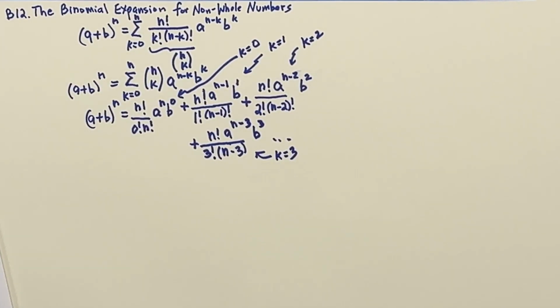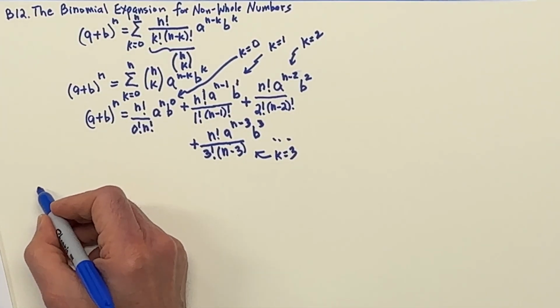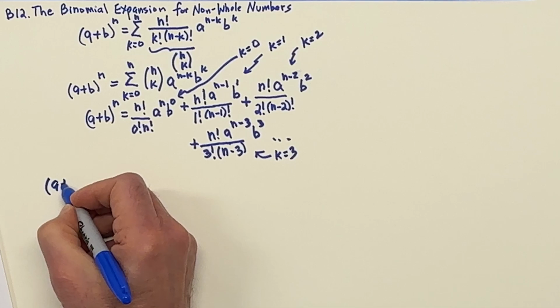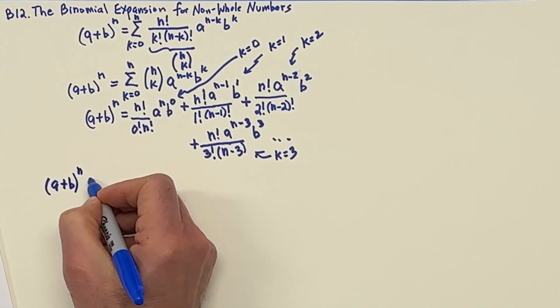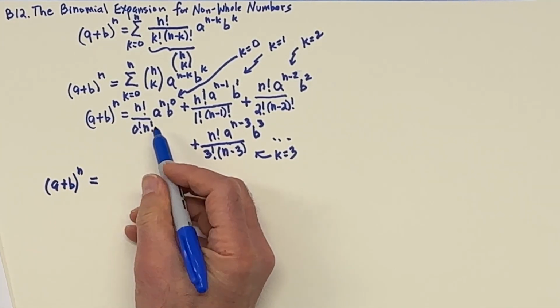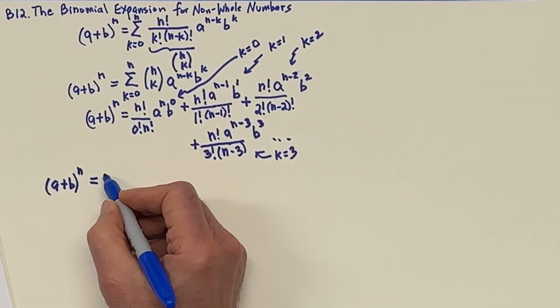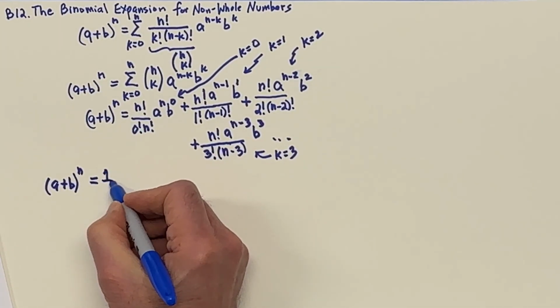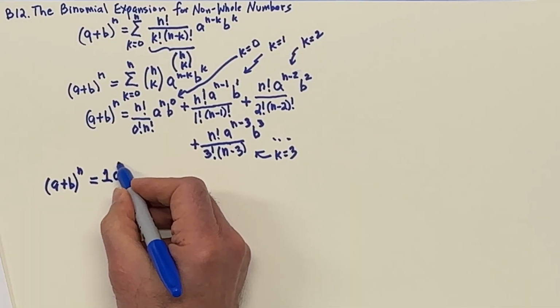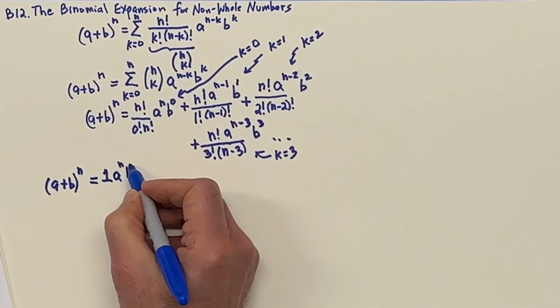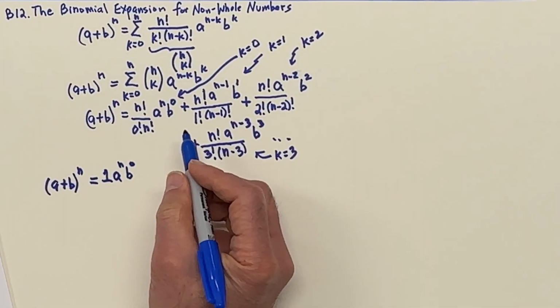All right, now here's what we're going to do. I'm going to write this out again: a plus b to the nth power. But for this first one, I'm going to notice that the n factorial over n factorial, they cancel out. So we just have a 1 here. And this is a to the nth power, b is 0.